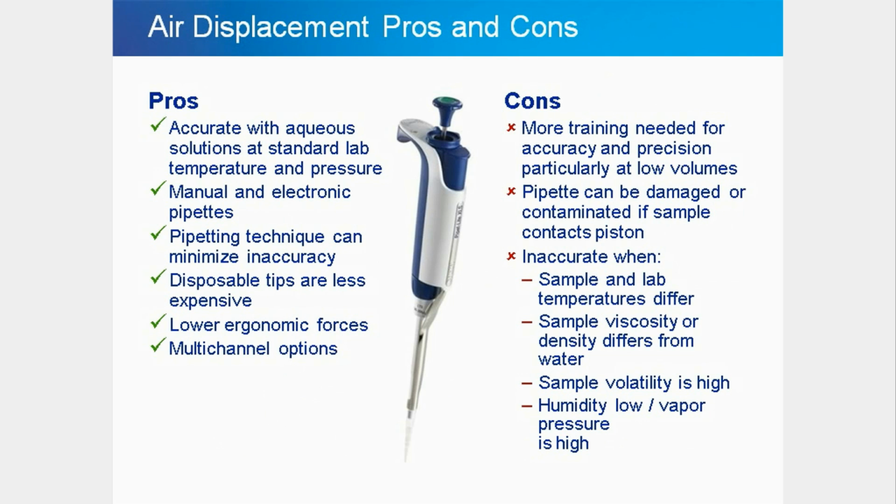In summary, the next two slides provide examples of the benefits and disadvantages of the two basic pipette types. There are many advantages of air displacement pipettes. They are very accurate with aqueous solutions at standard lab temperature. They are available in manual or electronic format. If applied correctly, a good pipetting technique can clearly minimize errors. Disposable tips are convenient and less expensive.